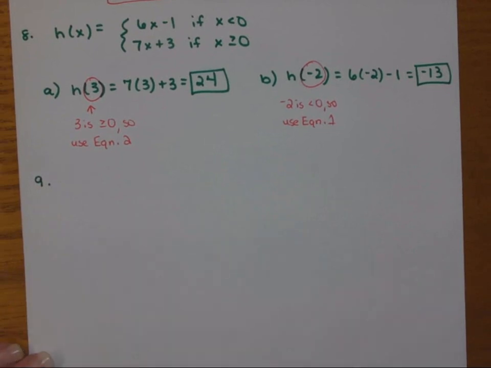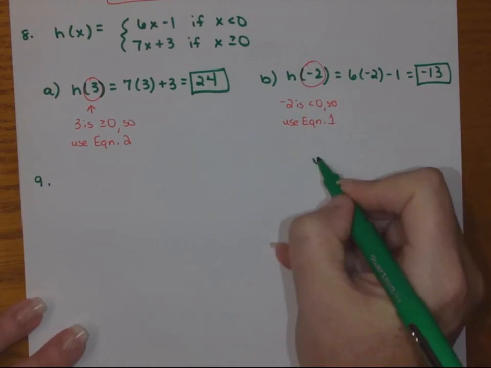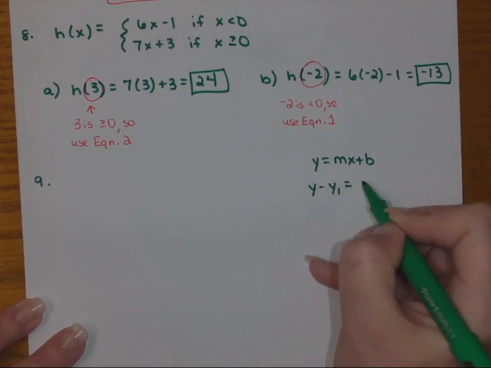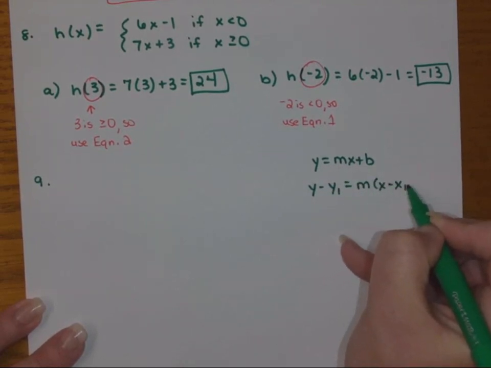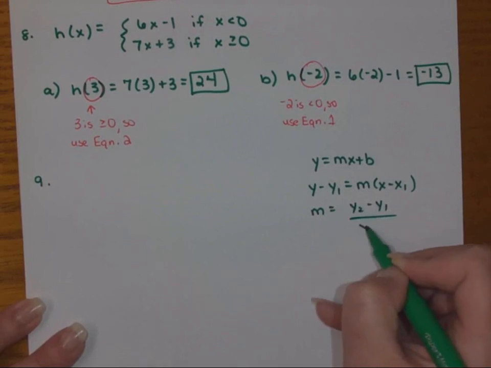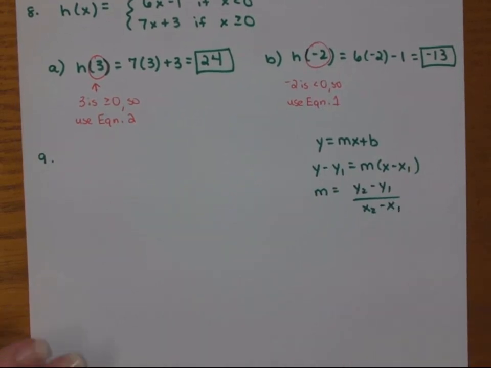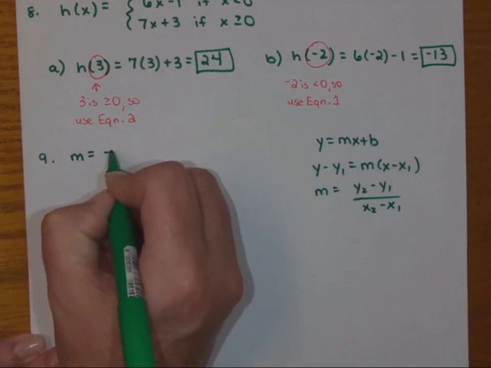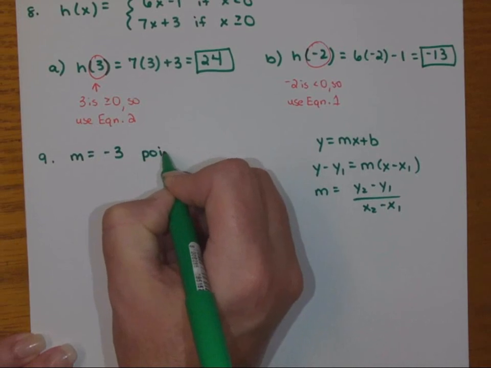All right, so for number 9 through 12, really, you're writing equations of lines, so make sure, off to the side, make sure you know things like y equals mx plus b, y minus y1 equals m times x minus x1, and that the slope formula is y2 minus y1 over x2 minus x1. Okay, you're going to need to know those formulas, know what they're called, and know when it's appropriate to use which one. Okay, so for number 9, notice that you have a slope and you have a point.